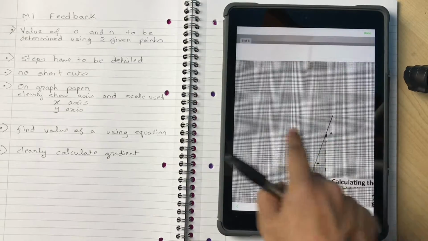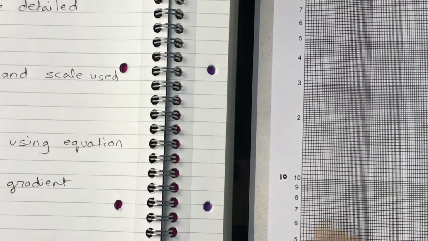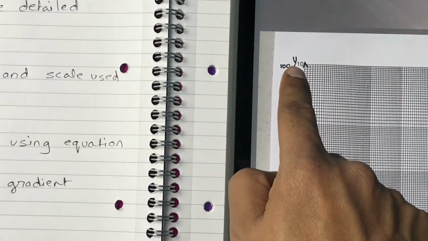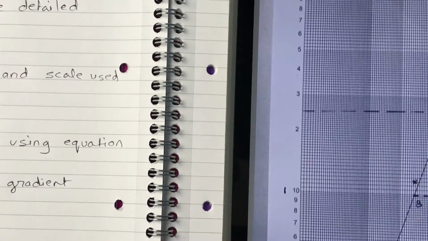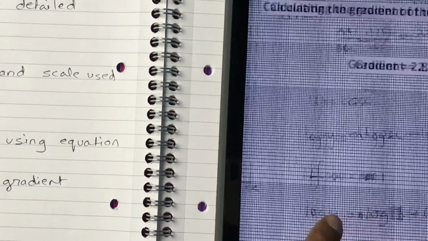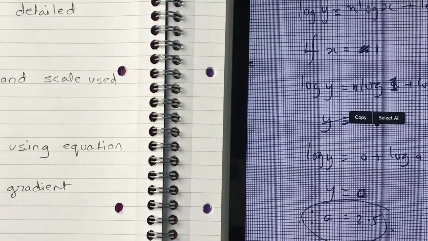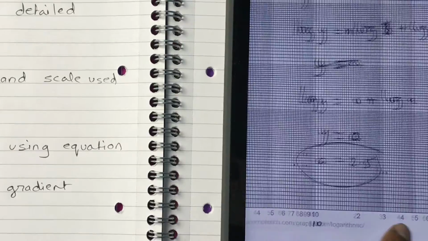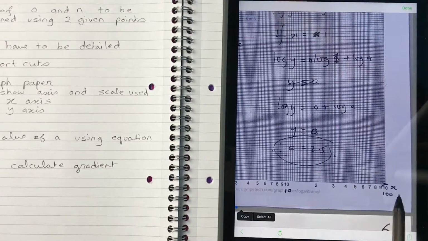What I have done here is, we zoom in, I have labeled my y-axis, which is here, and my x-axis. Zoom out, x-axis.